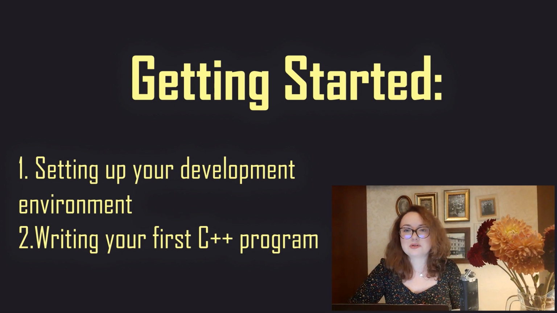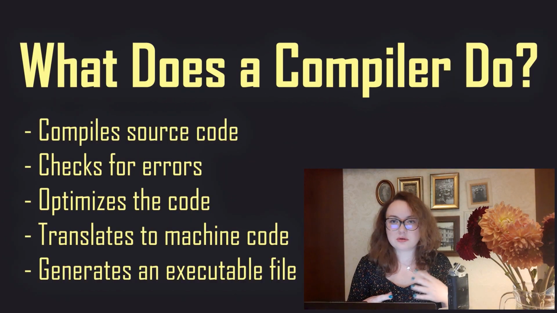To start our coding journey, we need two essential tools, a compiler and an integrated development environment, or IDE for short. So what's the difference between them? A compiler is basically your code translator that turns your C++ code into executable machine code that the computer can understand. It adds all necessary packages to your code, checks it for errors, optimizes it, and then translates it for the computer.